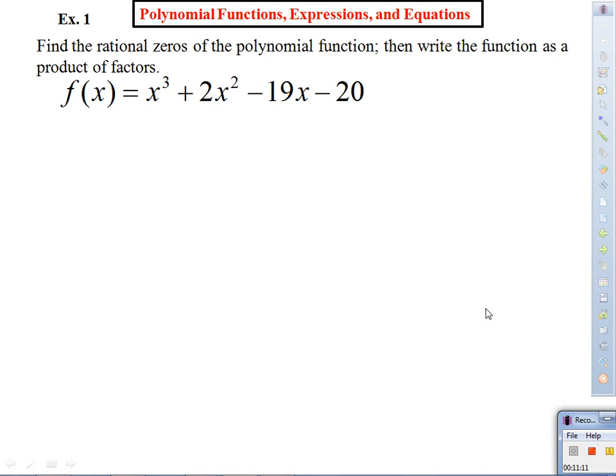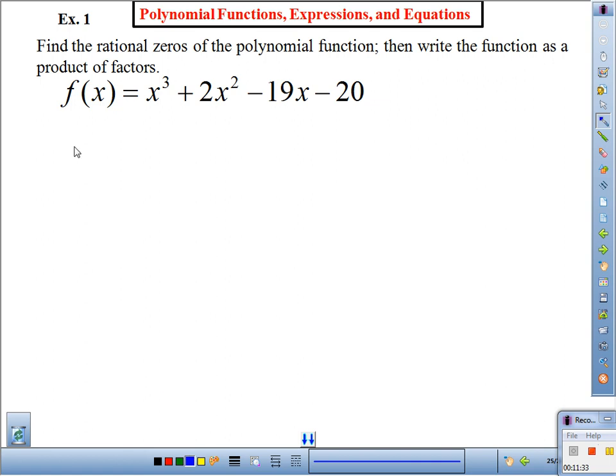So to get us started, according to the rational zero theorem, we need what? The constant and the leading coefficient. So I'm going to write that over here on the side. Constant and leading coefficient. So by looking at this polynomial, what is our constant? Negative 20. There it is. And what is our leading coefficient? 1. You're like, that's it, Mr. Q?